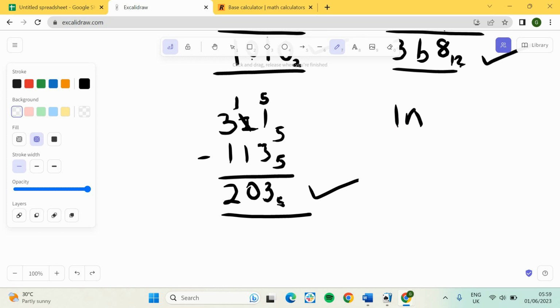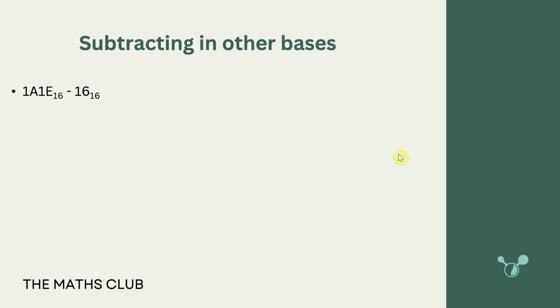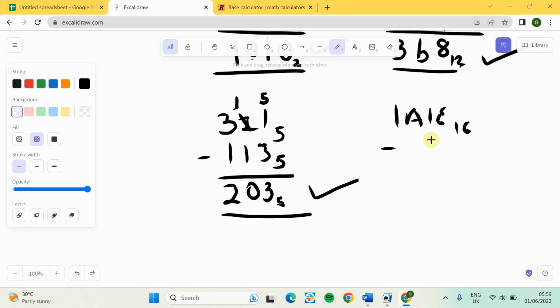1A1E base 16 minus what? 16 base 16. Great. So in base 16 we have E. We can go to our table. By now I know that E is actually 14, but let's see.